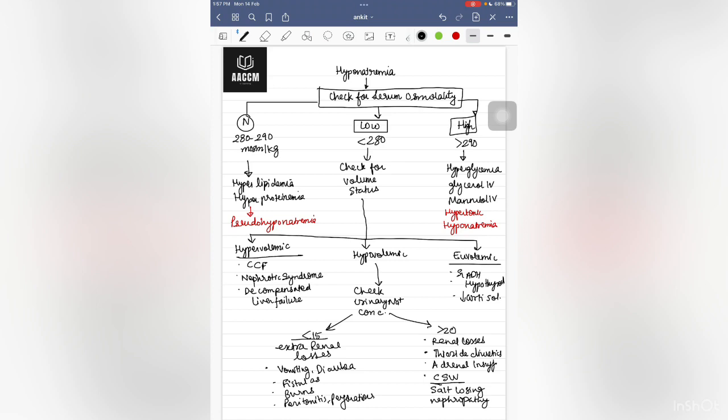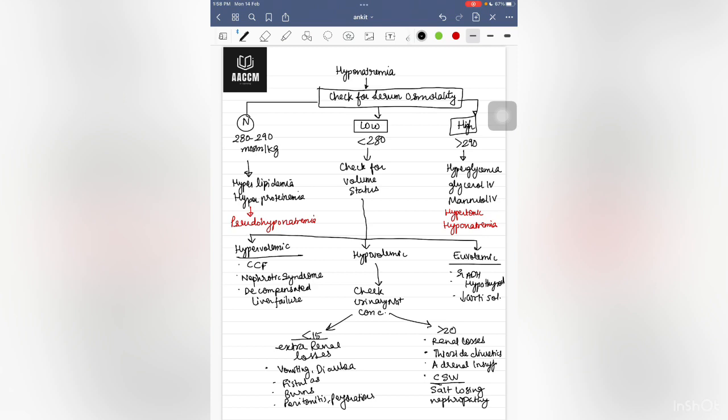So as of now, we have to check for serum osmolality if we have to assess for hyponatremia. Either it should be normal, low, or high. If it is normal, you have to see the situations as pseudo hyponatremia, examples being hyperlipidemia and hyperproteinemia. If it is low, you have to check for volume status, as we have seen. It will be divided into hypervolemic, hypovolemic and euvolemic states. If it is high, it will be due to either mannitol or glycerol IV infusions, or hyperglycemia, that will be termed as hypertonic hyponatremia. Right.